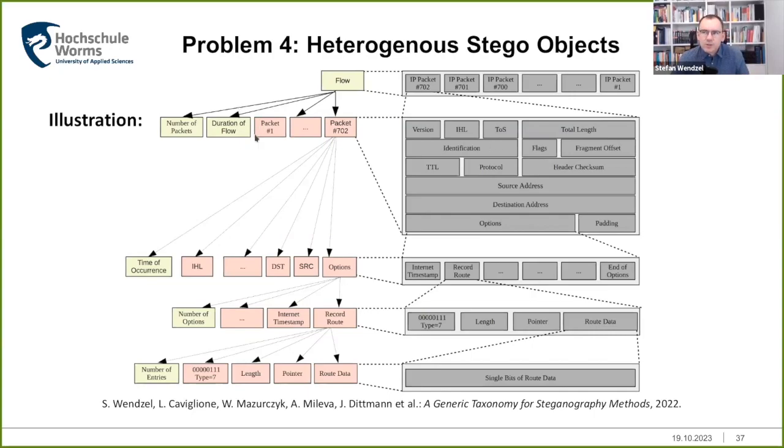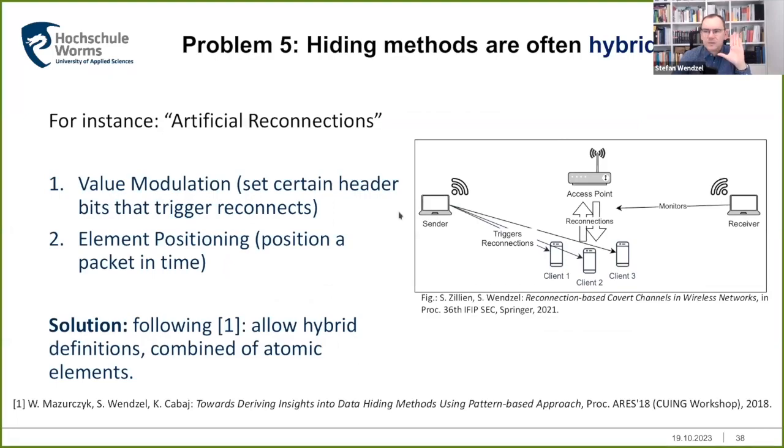But the flow also has a duration and an overall number of packets that are virtual attributes. So they are also elements. And a packet contains these different header elements, and they might contain more elements and so on. And a packet might occur at some certain point in time, things like that. So this is how we compose structures in an object-oriented way that is also highly flexible.